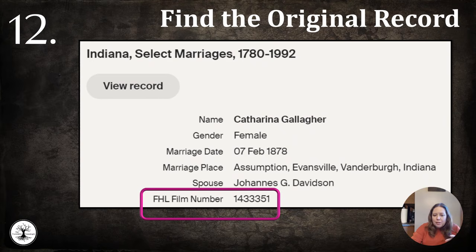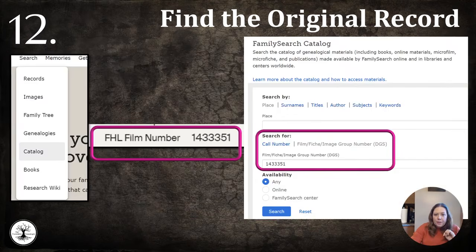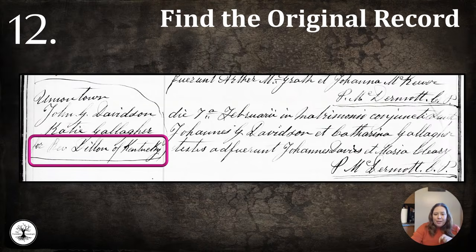So I see on Ancestry that it says FHL film number. So I'm going to go out to Family Search and try to find that Family History Library film number. That's what it means. FHL is on Family Search. So you go out to familysearch.org and click on Catalog. If you have not used Family Search, it's free to use always. You just need to create a free username and password. I take that Family History Library film number and copy it. I change the search for to be Film Fiche image group number, and I just paste it right in there. Then I find the original document.